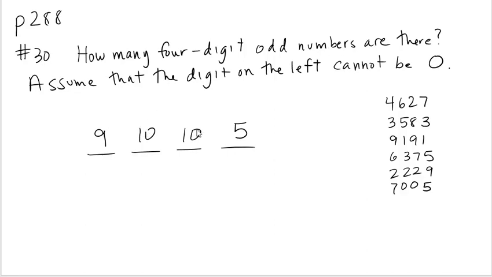10 choices for the second and third digits, because there's no restriction on those. And the last digit has to be one of the 5 odd numbers, and so we only have 5 options there. So we have 9 times 10 times 10 times 5, which is 4,500. You would get the exact same answer for the number of possible even 4-digit numbers, and it makes sense, because there are just as many odd 4-digit numbers as there are even 4-digit numbers.